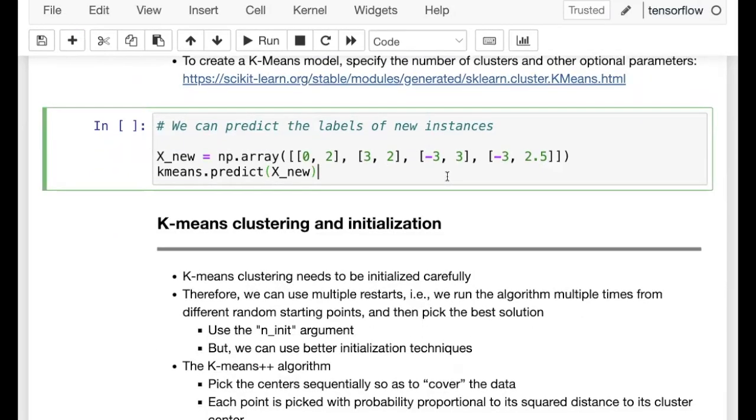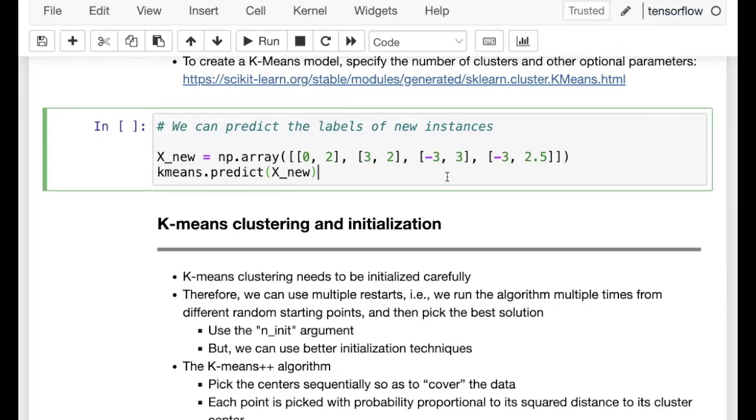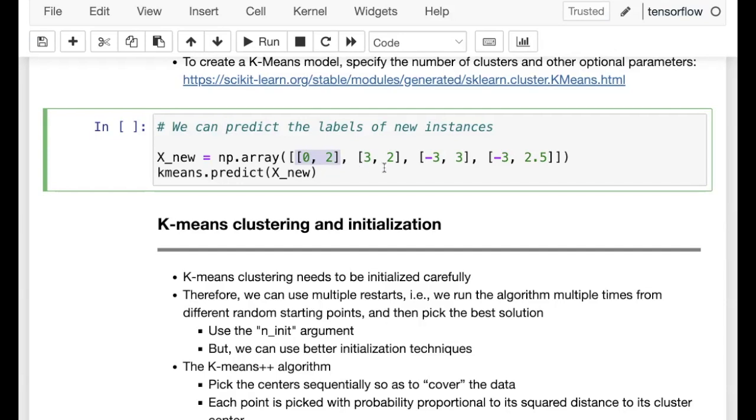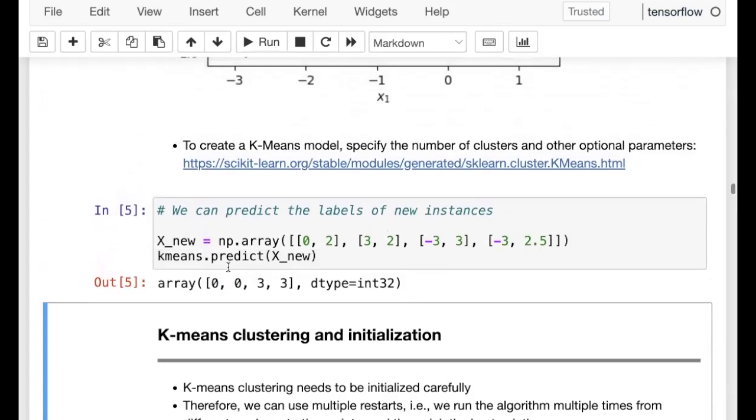One thing I also want to say is that when you use k-means clustering, although we use fit_predict to predict labels for the training data in some sense, you can still have a bunch of new samples or features and you want to predict the labels. So here, for example, we have data points with coordinates 0 and 2, 3 and 2, -3 and 3, etc. And you can look at the labels, right? It tells you that the first two are in the same cluster with the label 0, and the two other ones are in cluster 3.